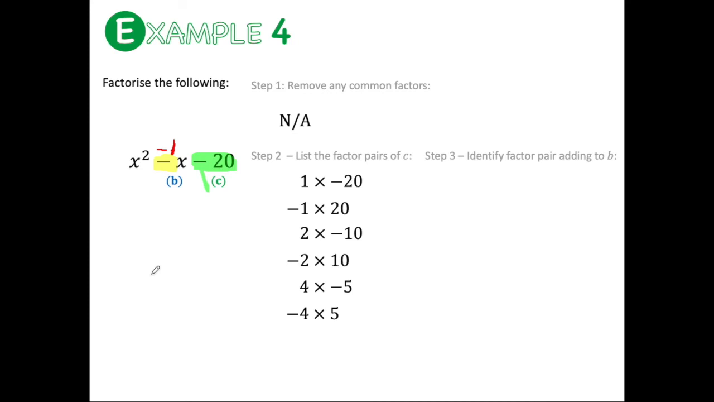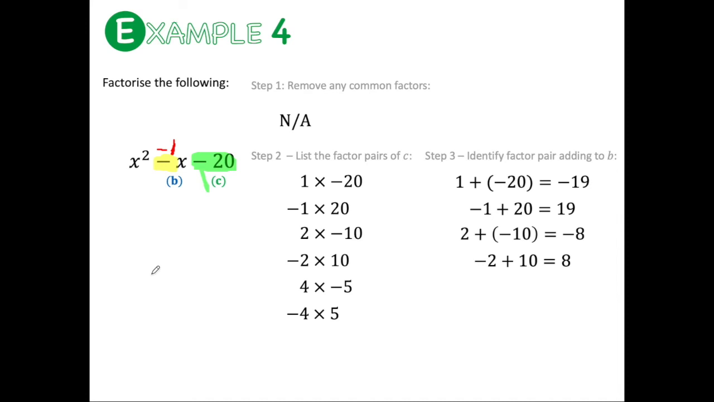I can now go ahead and see which one of those is going to add up to negative 1. So go ahead and adding up all my factor pairs together. 1 plus negative 20 is negative 19. Then I've got positive 19. I've got 2 plus negative 10 is negative 8. I've also got a positive 8. 4 plus negative 5 is going to be negative 1. And I've also got negative 4 plus 5 is positive 1.